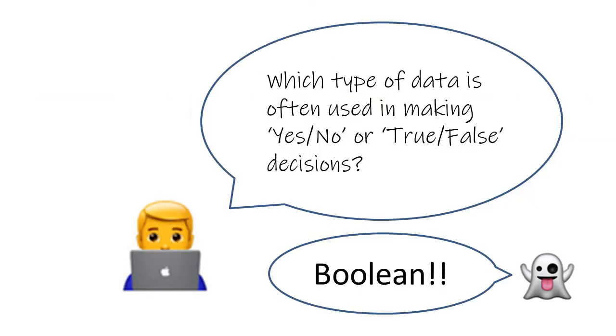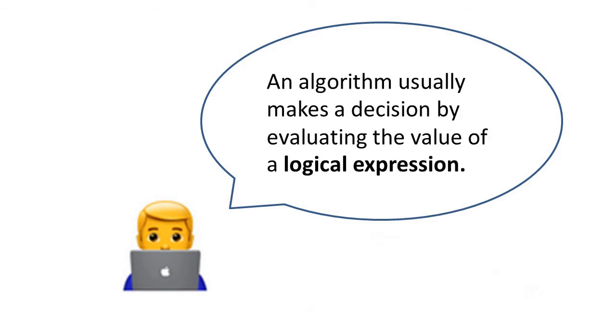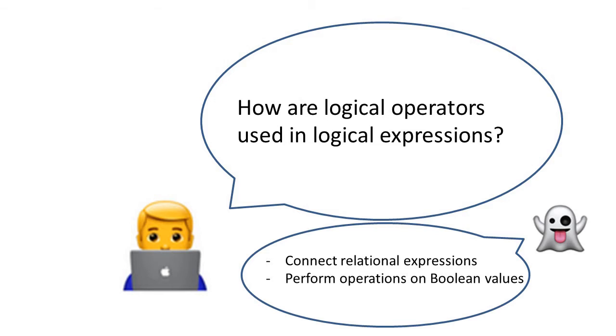In a logical expression, Boolean data is often used in making yes or no, or true or false decisions. An algorithm usually makes a decision by evaluating the value of a logical expression, such as the expression not (x greater than 0 and y equals 5), which will result in an answer that is either true or false. Logical operators are also used to connect relational expressions and to perform operations on Boolean values.